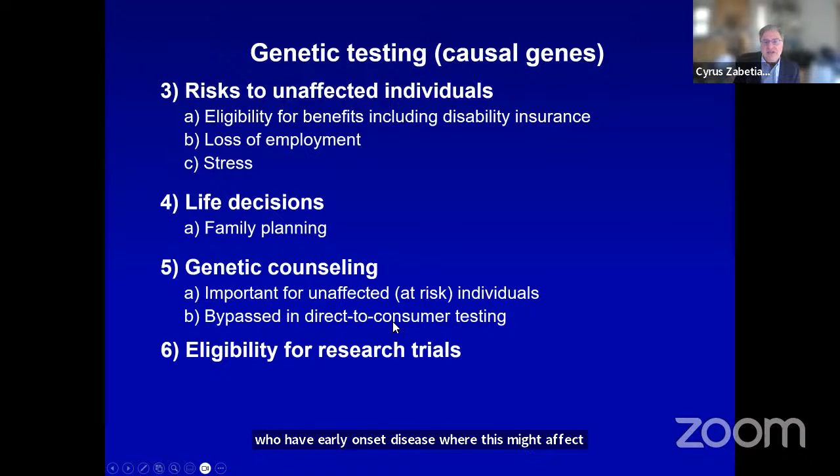And then genetic counseling, again, something that I think is important in some way, shape, or form. And that's something that's bypassed when you do direct-to-consumer testing. And then eligibility for research trials. I'll talk about this later.